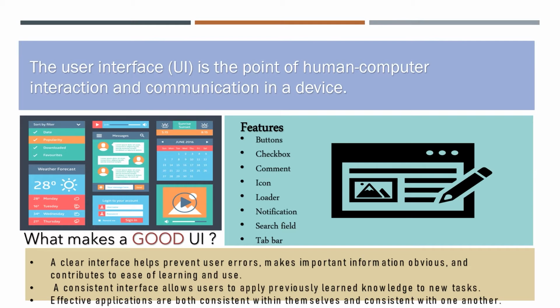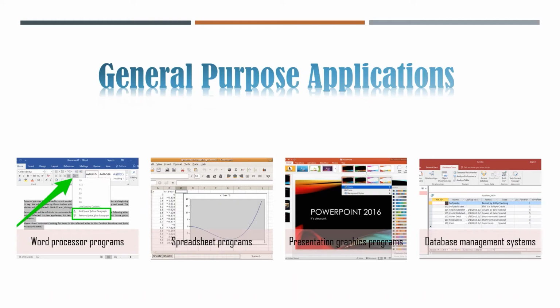A consistent interface allows users to apply previously learned knowledge to new tasks, and effective applications are both consistent within themselves and consistent with one another. There are four types of general purpose application. That is word processor programs, spreadsheet programs, presentation graphic programs, and database management systems.